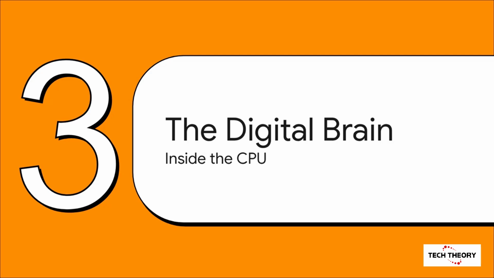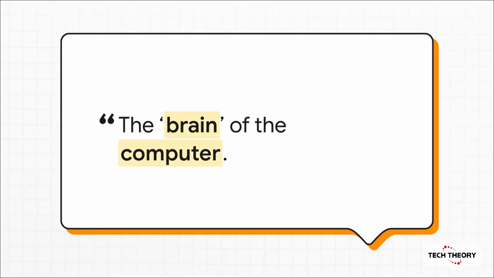Okay, I just mentioned the CPU. Let's pause on that for a second because this is where the real action happens. We need to zoom in and take a closer look at what is, without a doubt, the single most important piece of hardware in the entire system. People call it the brain of the computer, and honestly, that's not just a cute nickname. It's the perfect way to describe it.